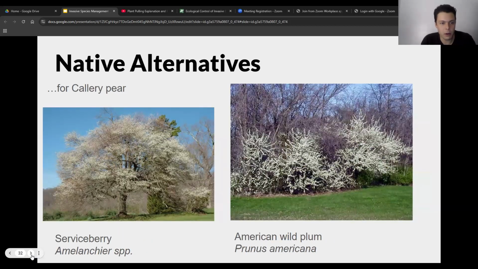Native alternatives for Callery pear. We've got serviceberries, a few different species, wild American plum. These are gorgeous displays of white flowers that the pollinators go crazy for, and then the other wildlife goes crazy for their berries, particularly serviceberries. They are called juneberries because they put their berries out in late May, early June, before a lot of other berries are produced, and the songbirds just go crazy for them. Plant that instead of the Callery pear garbage.